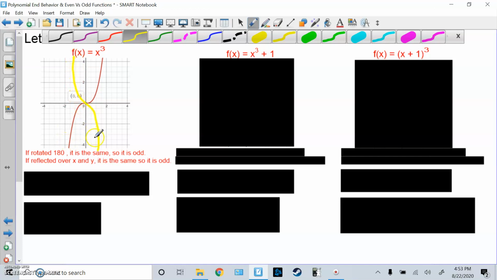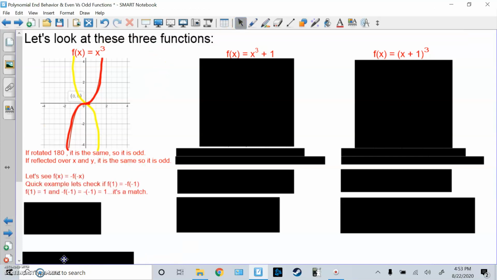Then I'd reflect this yellow one, instead of reflecting over the x-axis, I'd reflect over the y-axis. So this side would go to the right here, and this side would go to the left. It's the exact same graph. So it is odd. So you can do either one of those. I think it's easy if you just turn your paper upside down.